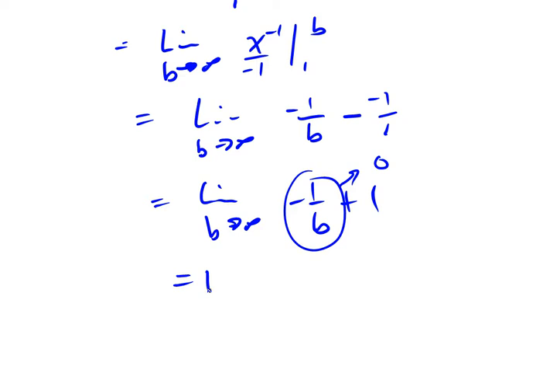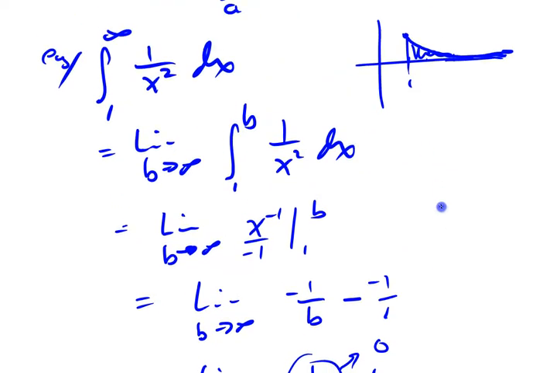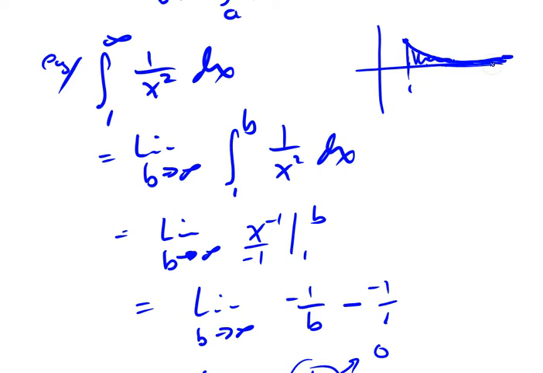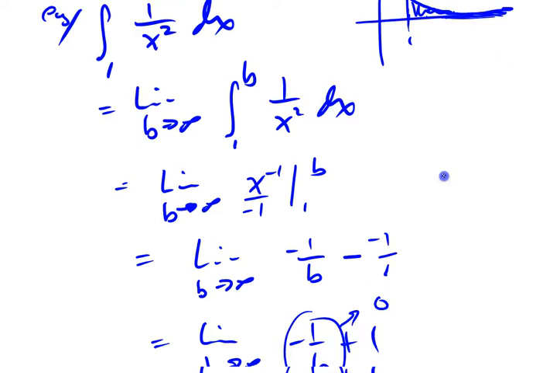Now, so that area is finite. The area from 1 to infinity of this thing is finite. It's equal to 1.